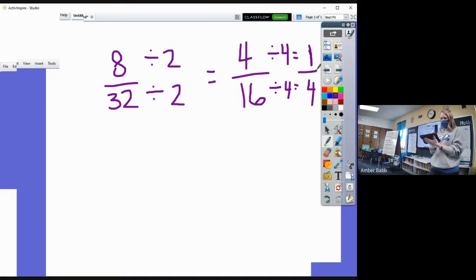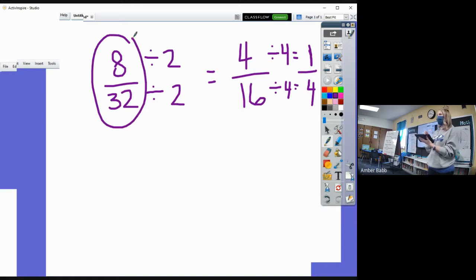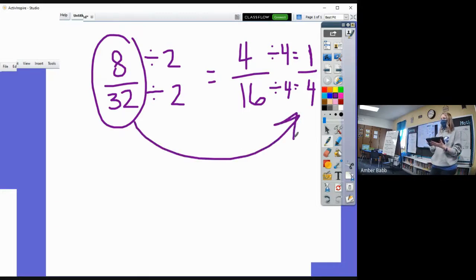What could I have divided this fraction by at the beginning that would have got it all the way there right from the beginning? 8. Josie, you're right, 8. If I had divided 8/32 by 8 from the beginning, I would have gone straight to the 1/4 instead of having to do 2 problems. So if you don't find the greatest common factor, you might just have to do it a second time to get all the way down to the simplest form. Does that make sense?